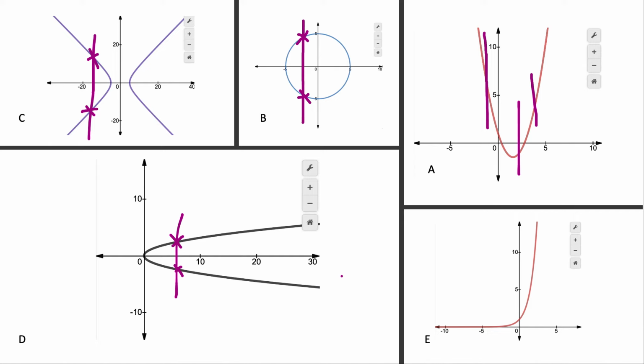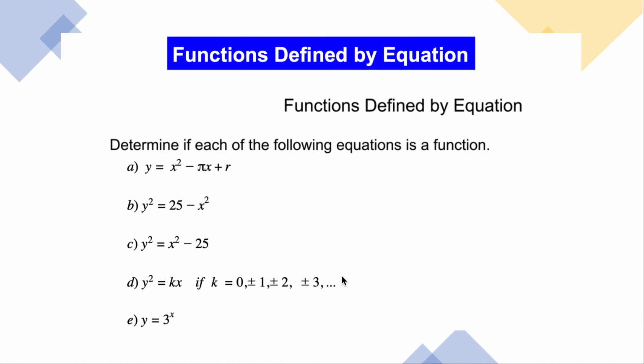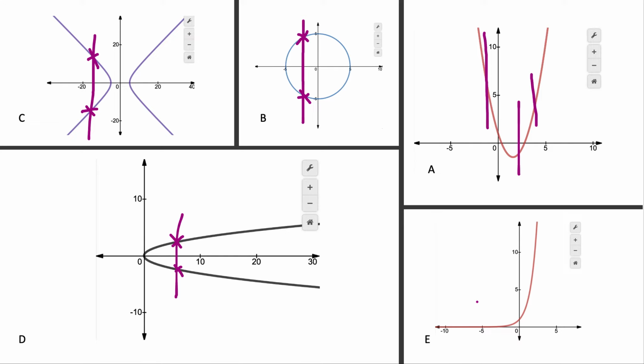So let's go to E. E is y equals 3 to the power x. This is an exponential function. It can pass because everywhere we draw a vertical line, it is going to hit the graph in just one place, so it can pass the vertical line test. So this is a function. This is a yes. So here is a no, and this is a no. Those are not functions.